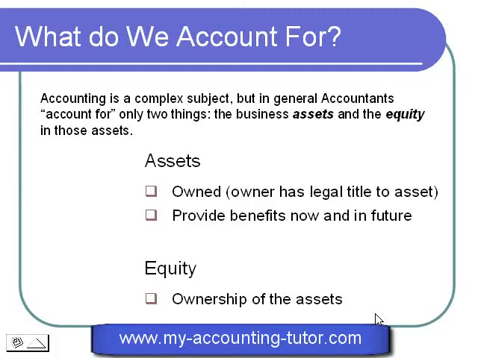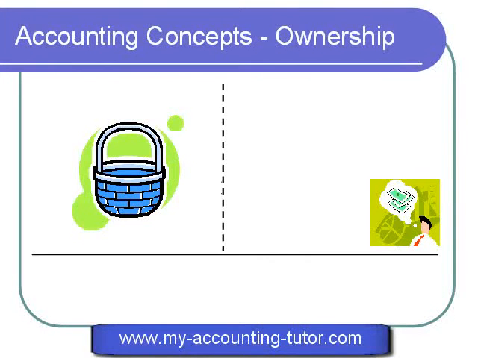Well, we said that the process of accounting requires us to keep track of the business assets and the equity in those assets. Let's look at a more concrete example. Here we have a business and the owner of the business. The owner is pictured on the right side of the screen here, and the business is represented by the basket. Let me encourage you to think of the business as a basket. And right now, the business doesn't exist. It's only an idea in the mind of the owner.